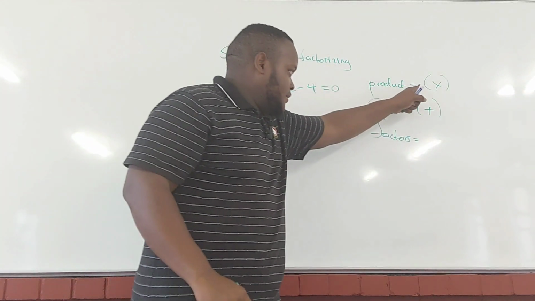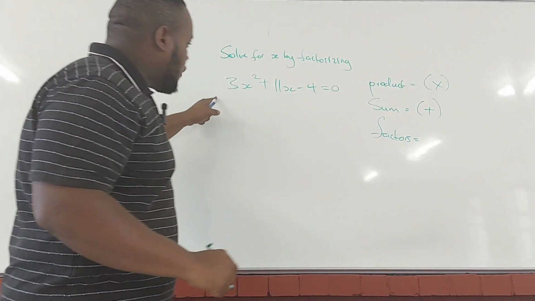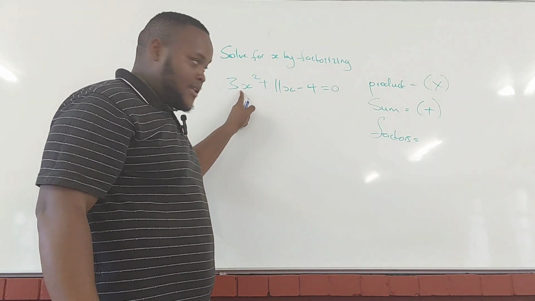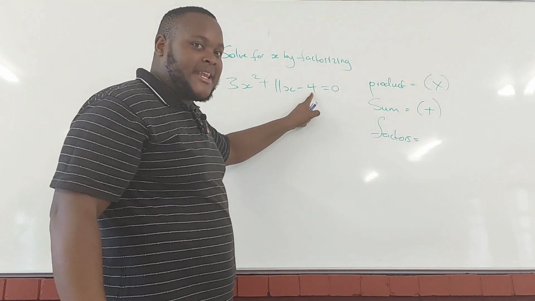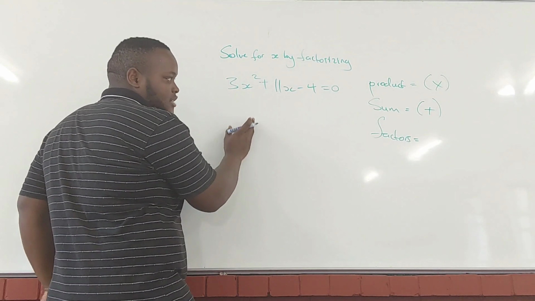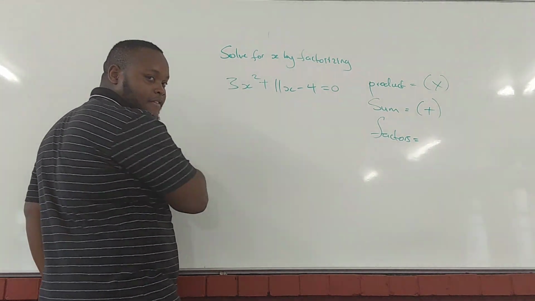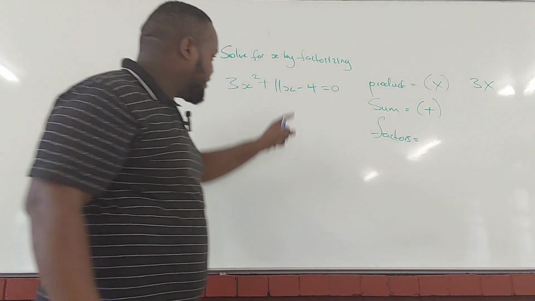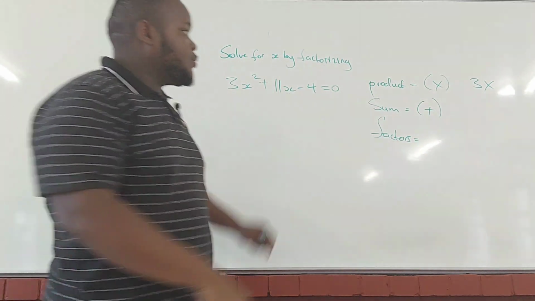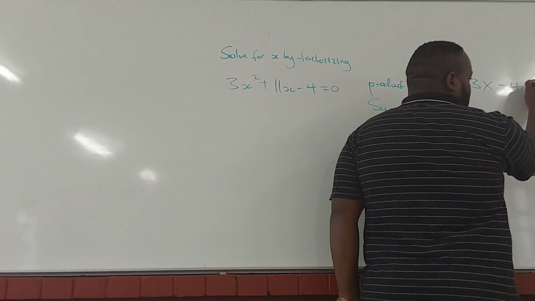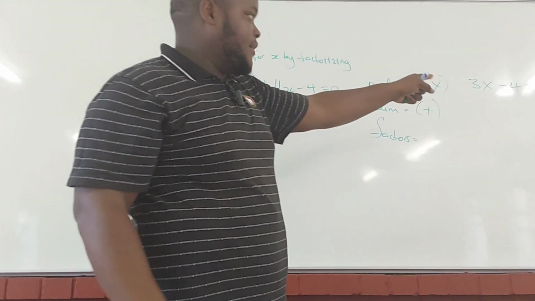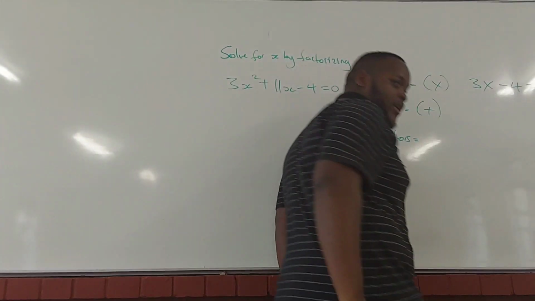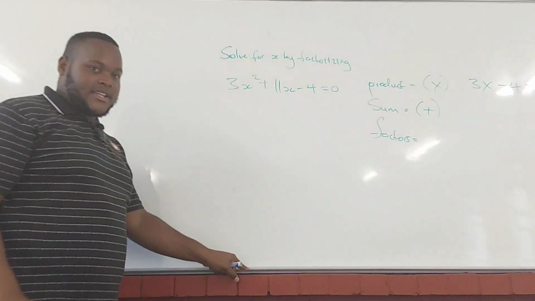So with product, what does it mean? When you're given a quadratic equation, you look at the coefficient of x squared, which is 3, and you look at the constant, which is -4. For the product, you multiply the coefficient of x squared, which is 3, by the constant in our given equation, which is -4. So 3 multiplied by -4 is going to give you -12, right? So I'm going to have -12.